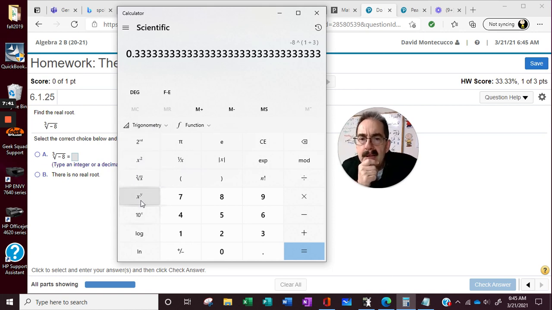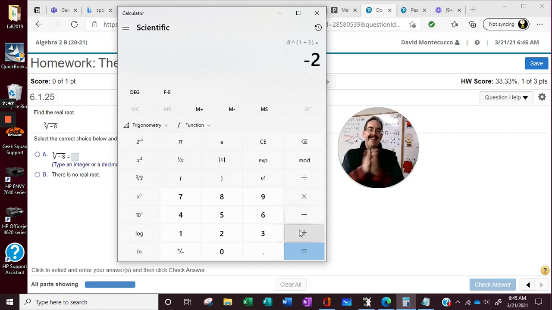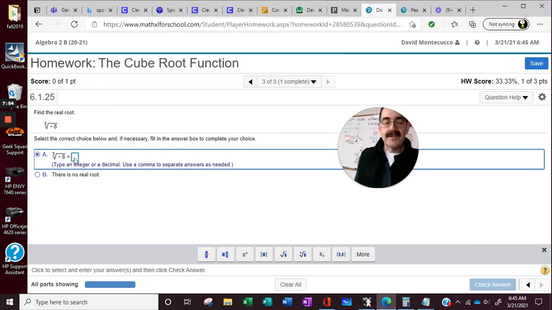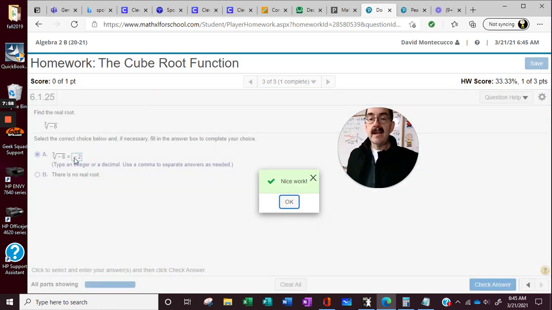I want negative 8. Oh, equals. I didn't hit equals. Okay, sorry, I didn't hit equals. Alright, so it's negative 2. So negative 2 times negative 2 times negative 2 is negative 8.